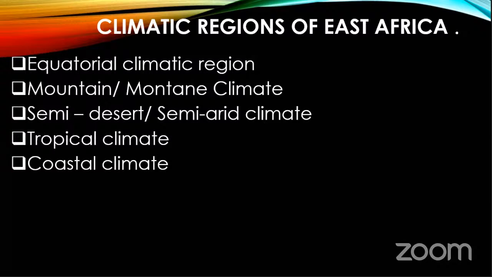There are some climatic regions that are there, but not in East Africa. Like the Mediterranean, you will study about it in P7. It is in Africa, but not in East Africa. So these 5 are the ones that we have in East Africa.